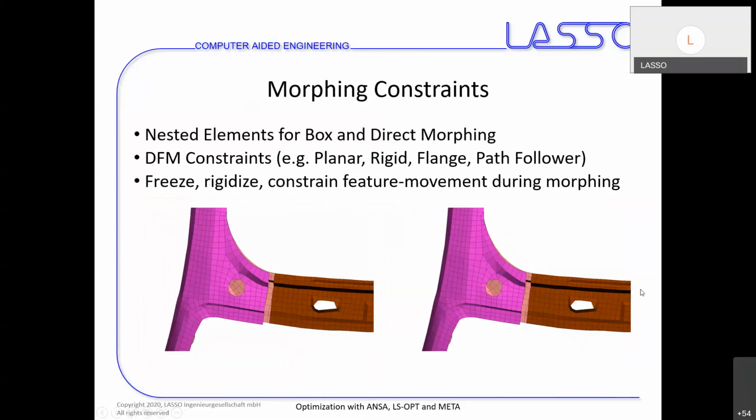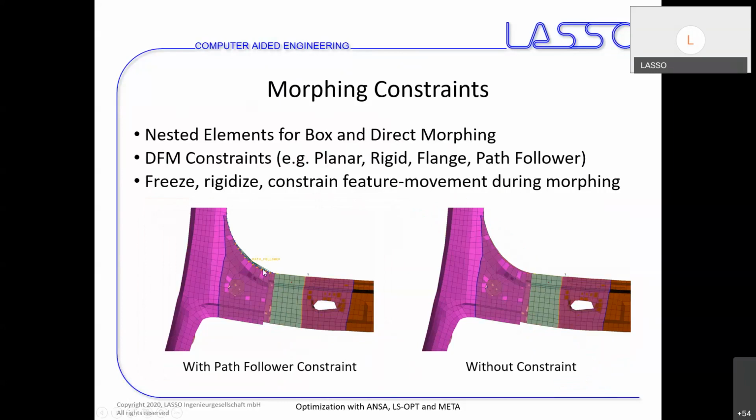There are other types of constraints. In this example, we see a so-called path follower constraint. If we want to move this, here on my screen, it's green, this green area to the left or to the right, the nodes here will change this curvature here. We'll see it here on the right side.